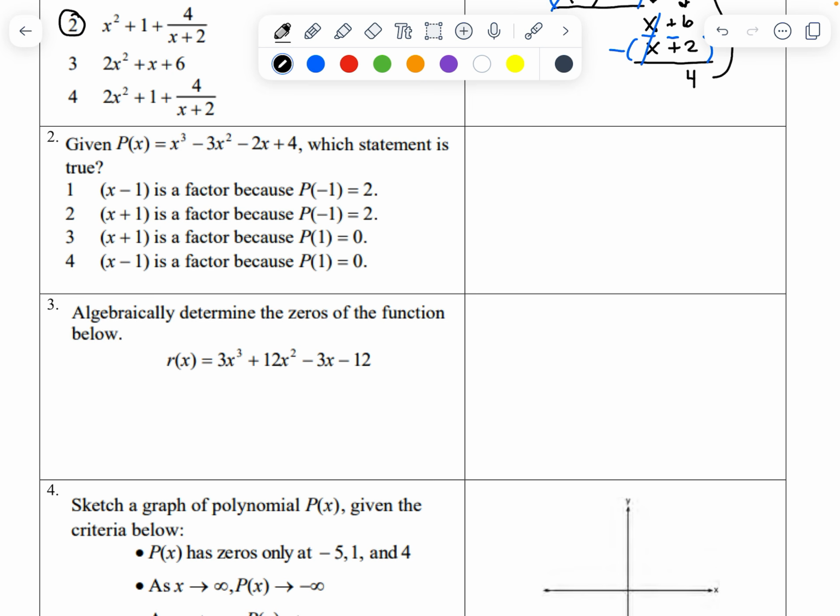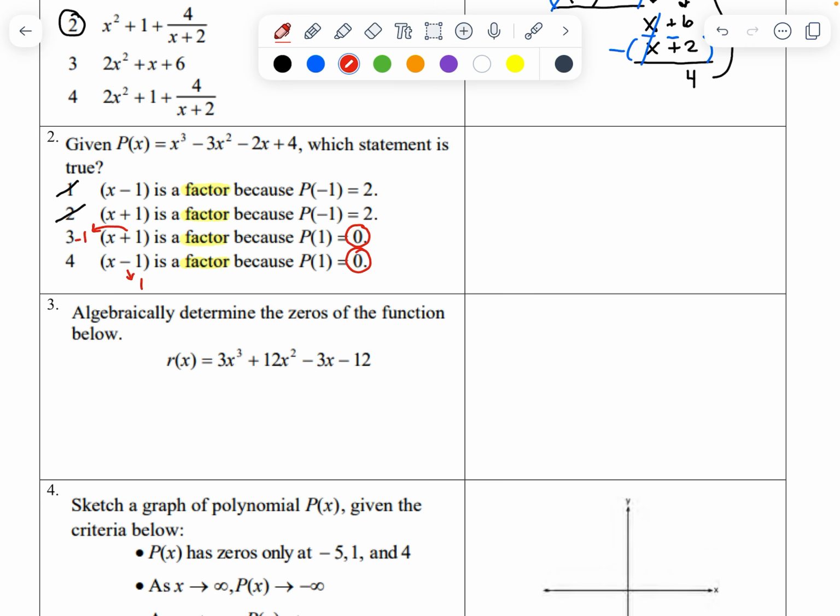This is a remainder theorem question. In order to be a factor, you're plugging in a number, and when you plug in a number, it should equal 0. So right away, I know that if these are factors, it has to be equal to 0. When you plug in a number, it should always be the opposite number, which means that for x plus 1, you'd be plugging in negative 1. For x minus 1, you'd be plugging in positive 1.